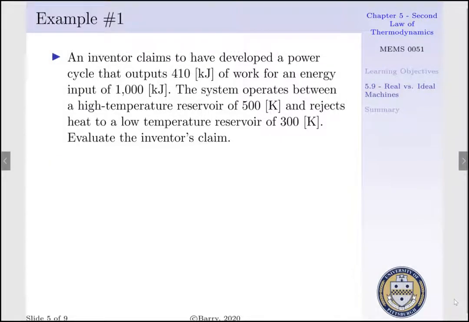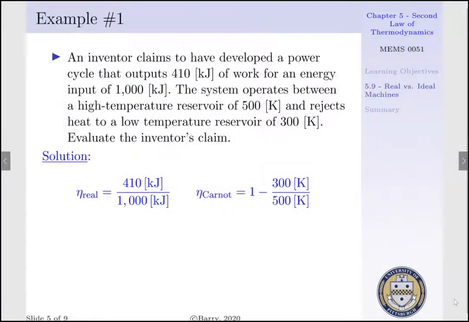Say an inventor has developed a power cycle that produces 410 kilojoules of work for an energy input of 1000 kilojoules. If the system operates between a high temperature reservoir, which has a temperature of 500 Kelvin, and a low temperature reservoir, which has a temperature of 300 Kelvin, we will want to evaluate the validity of the inventor's claim. For us to begin, we know the efficiency of a real heat engine is going to be our power output per heat input, or 410 kilojoules per 1000 kilojoules.